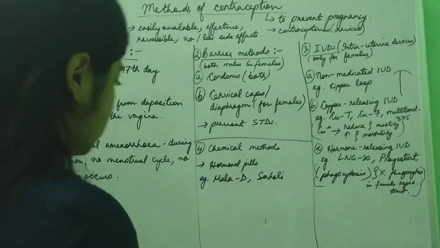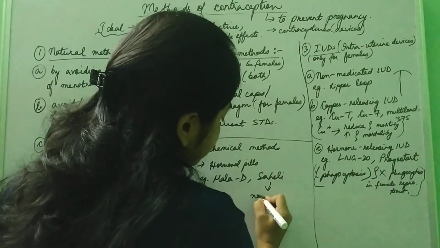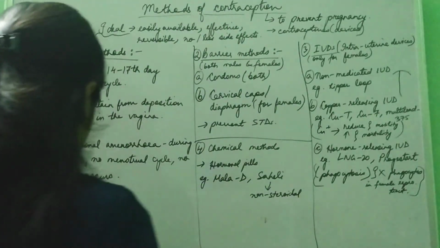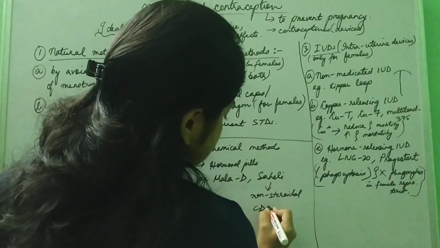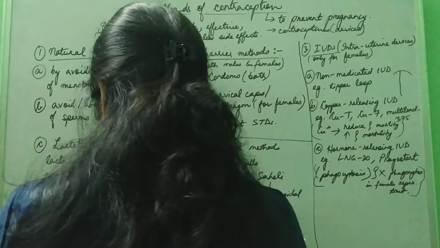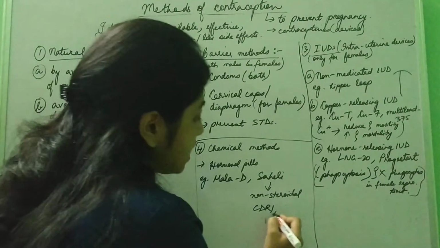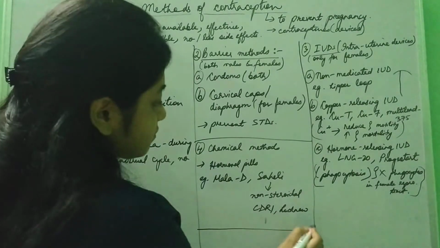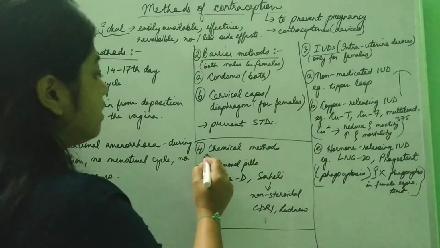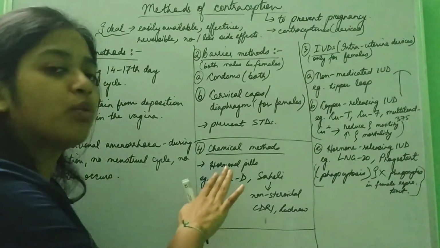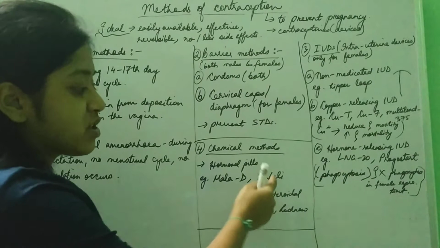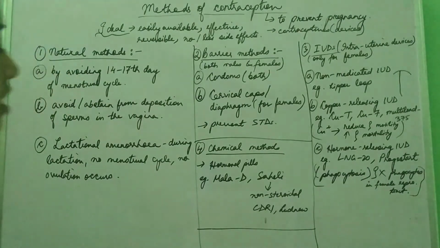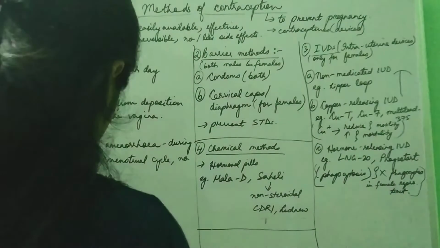Now you have to remember one thing. Saheli is a non-steroidal pill. The rest are steroidal. So Saheli is a non-steroidal hormonal pill, which is developed by the CDRI, Central Drug Research Institute, Lucknow. So under chemical method, you just have to know about the hormonal pills. And Saheli is important because questions come on this, because this is a non-steroidal hormonal pill, unlike the others.